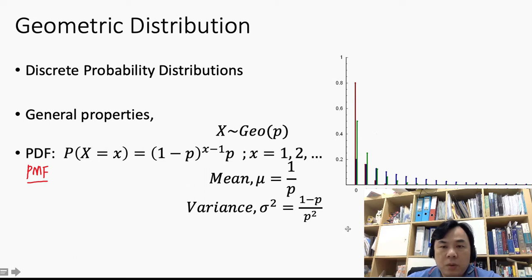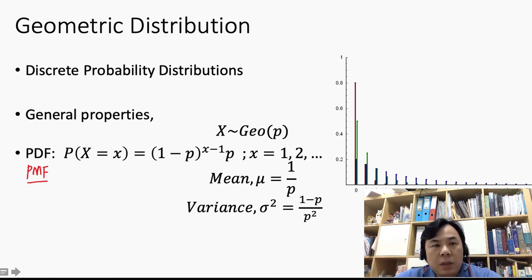Now the graph is no longer symmetrical. If you look at the outline, it's positively skewed because the tail is on the right hand side here. I hope that will give you a brief understanding of how geometric distributions look like.